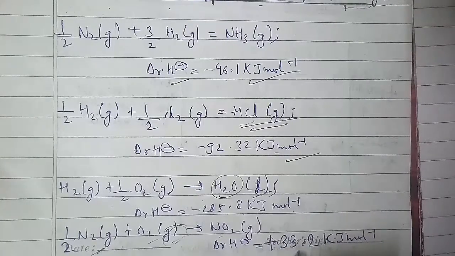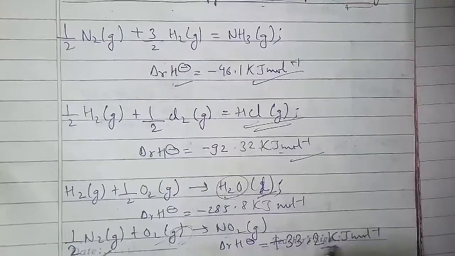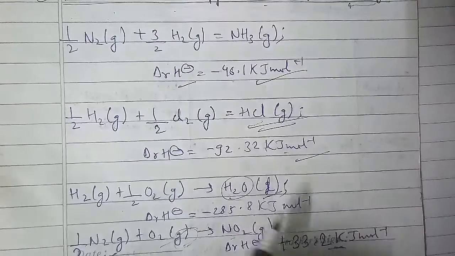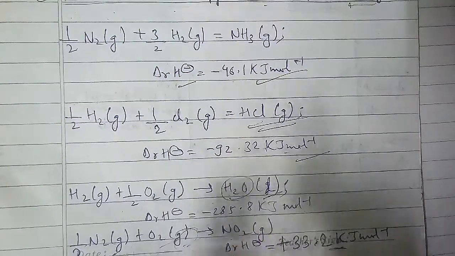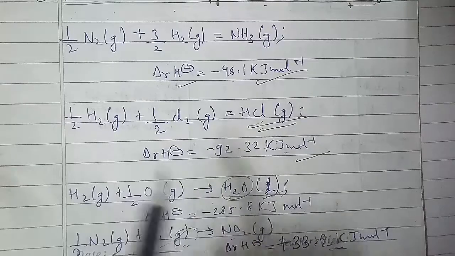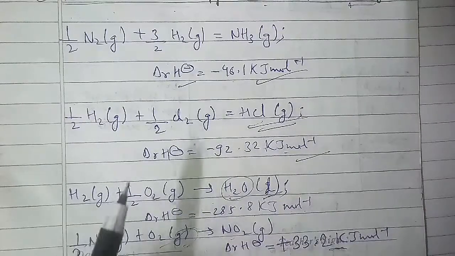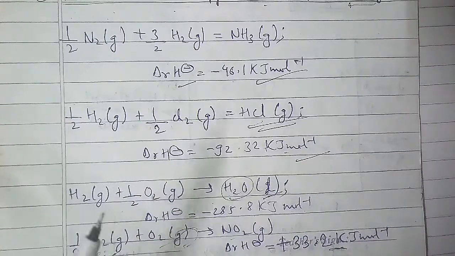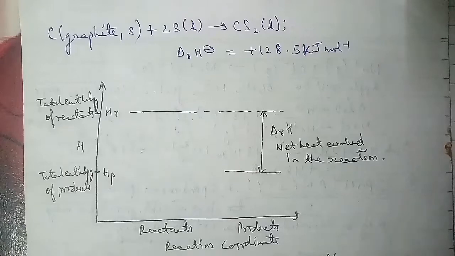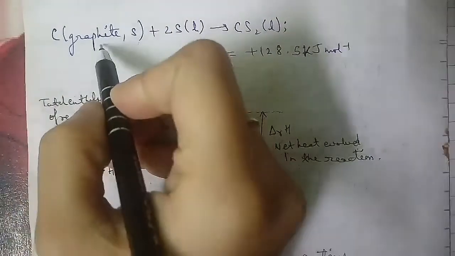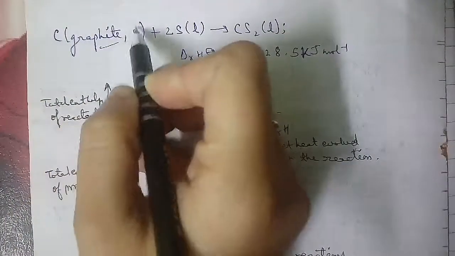This axis is H, and this axis is the reaction coordinate. This is the reactant and this is the product. This is the total enthalpy of the product, denoted by HP, and the total enthalpy of the reactant, denoted by HR. This gap is the net heat evolved in the reaction.